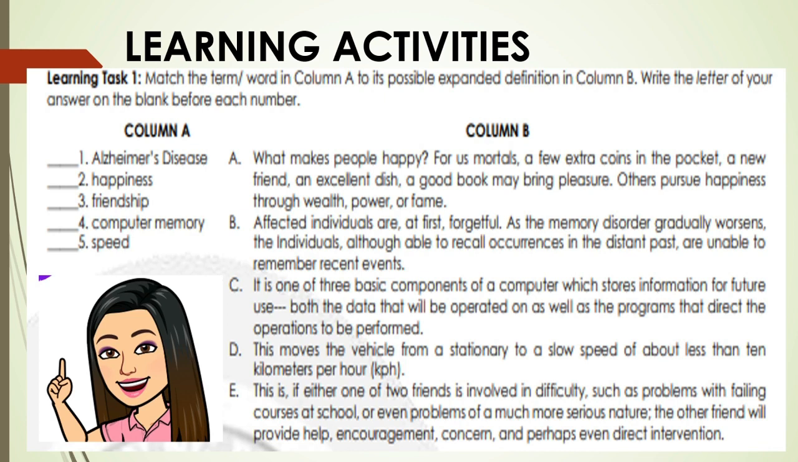Let's try number 1. Alzheimer's disease. What do you think is the expanded definition of this term? The answer is letter B. Alzheimer's disease refers to affected individuals who are at first being forgetful. As the memory disorder gradually worsens, the individuals, although able to recall occurrences in the distant past, are unable to remember recent events.